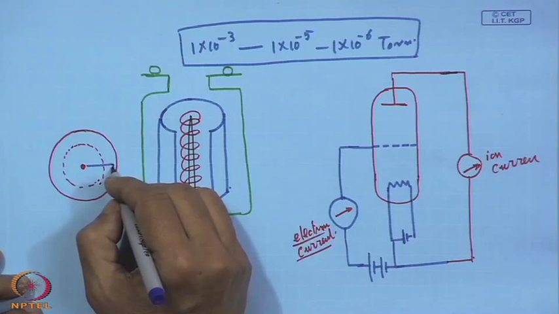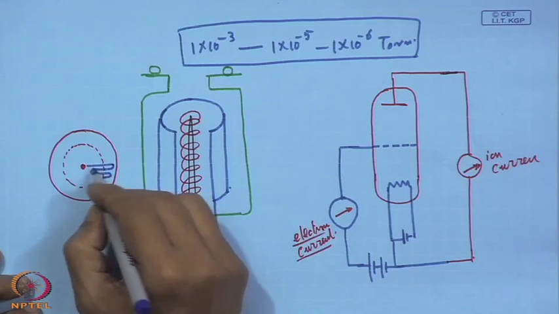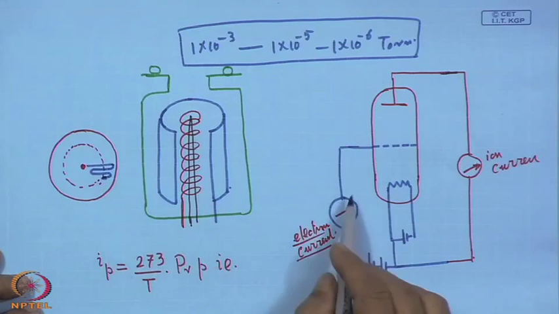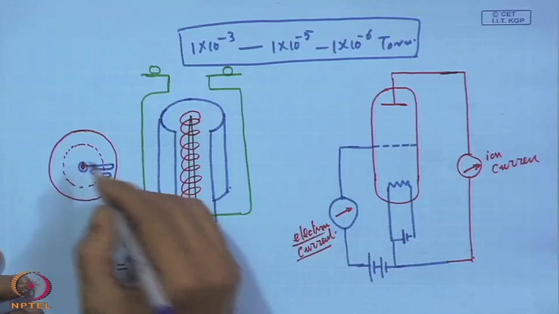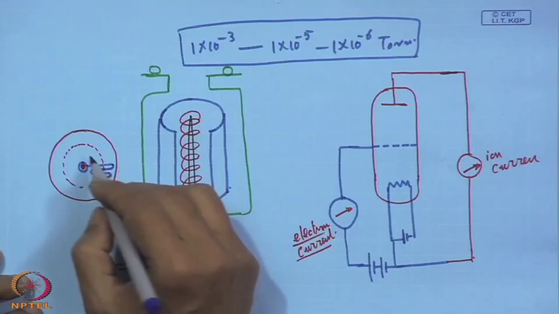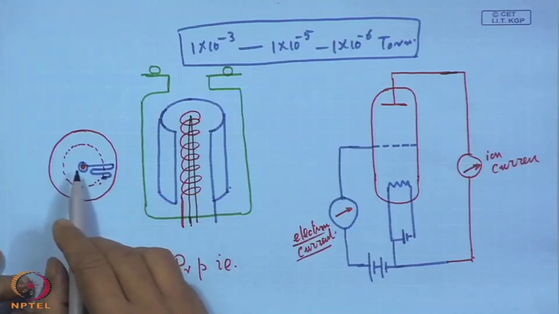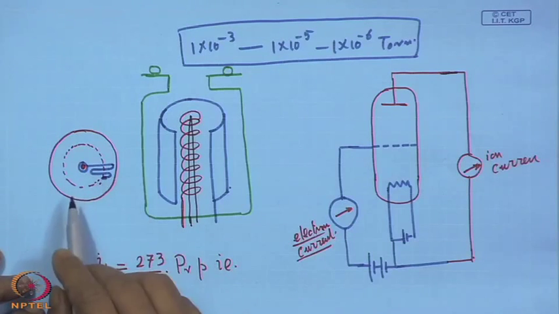So, it will repel and it will move like this and this way. So, this way it will have an oscillation, and finally it will be collected by this electron collector, which is positively charged. So, this is the electron emitter, that is the ion collector, and this is the electron collector. If the electron collector fails to collect, this electron will keep on swinging and it is having an oscillation.